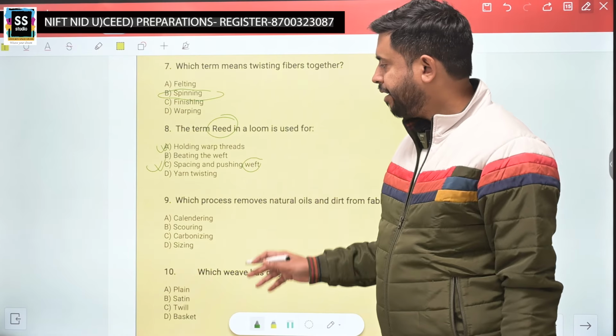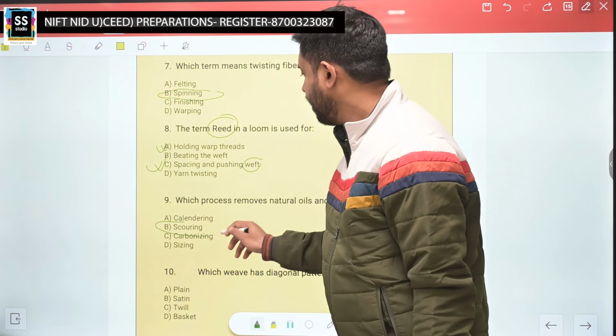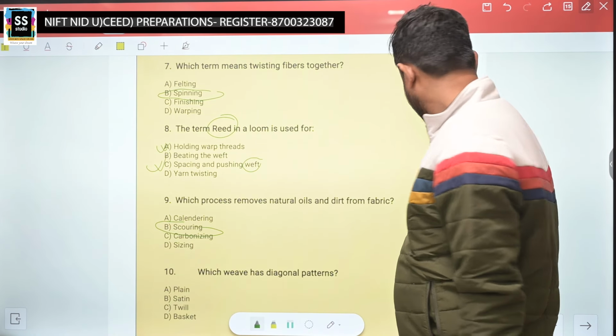Your options are calendering, scoring, carbonizing, or sizing. So the correct answer is scoring, which helps to remove natural oils and dirt from fabric.